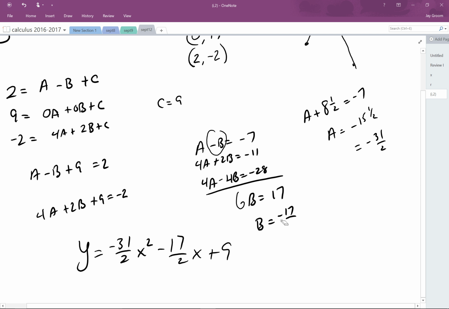So this should have been 17/6, which is positive. Darn it. And so that's 42. Minus 17 be negative 59/6, I believe. Let's try that.